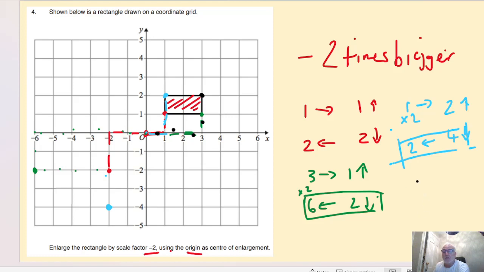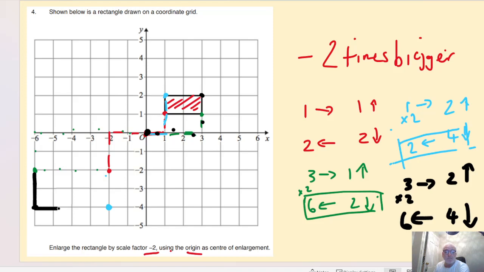And my final one, 1, 2, 3, 1, 2. So I've gone 3 that way, 2 up, times it by 2, 6 opposite direction, 4 opposite direction. So from my centre of enlargement, 1, 2, 3, 4, 5, 6, 1, 2, 3, 4. And again, we can draw that shape in. And I'm expecting it to be twice the size. It's gone negative, so it's gone the opposite direction.